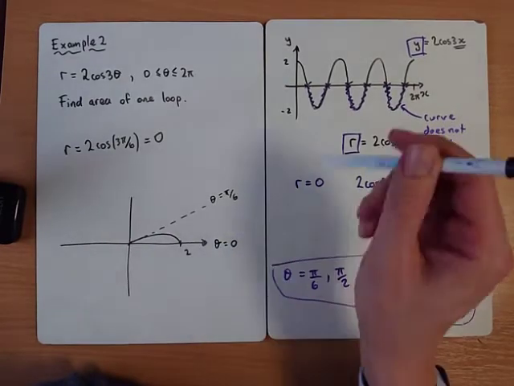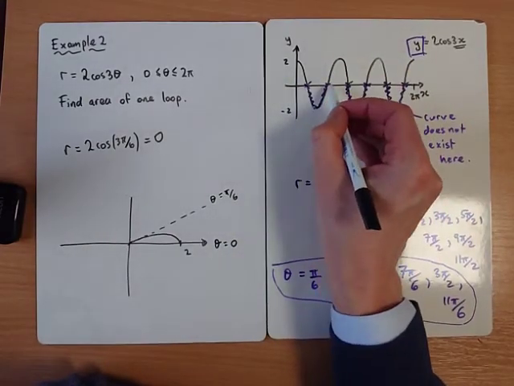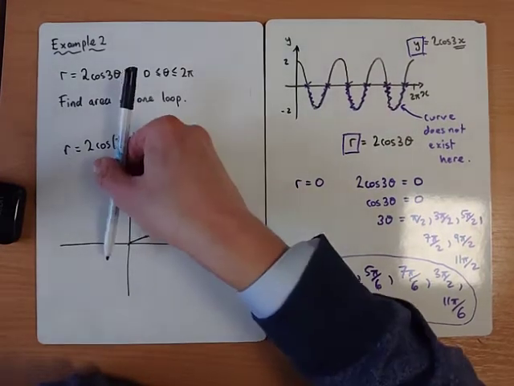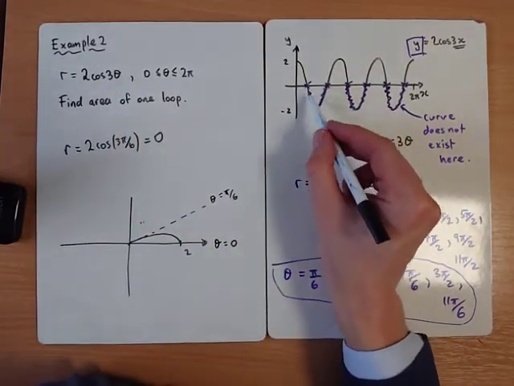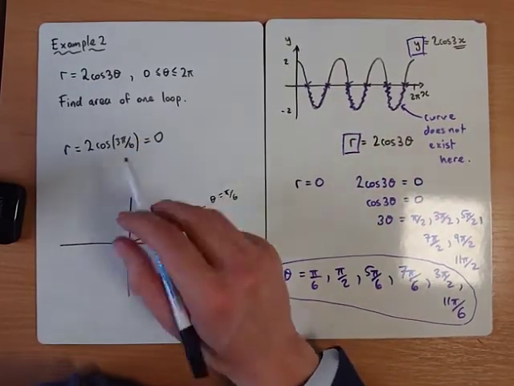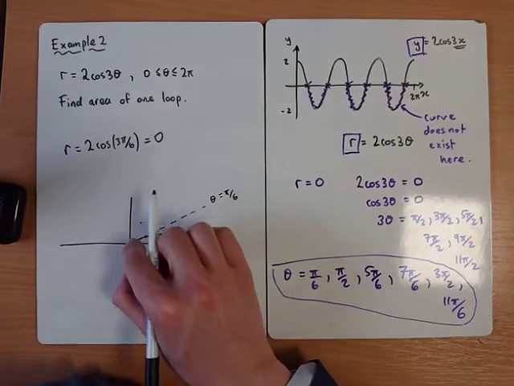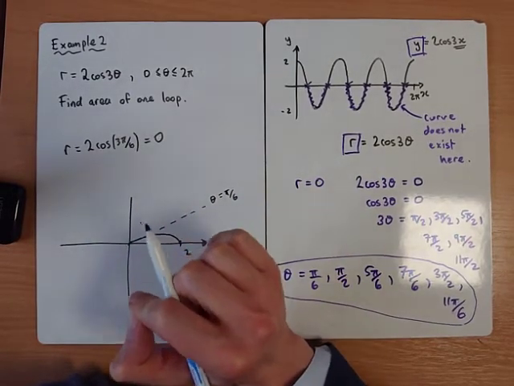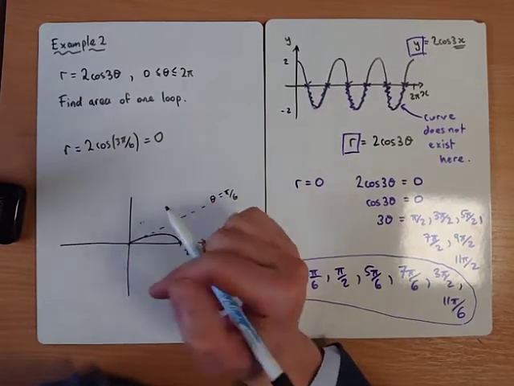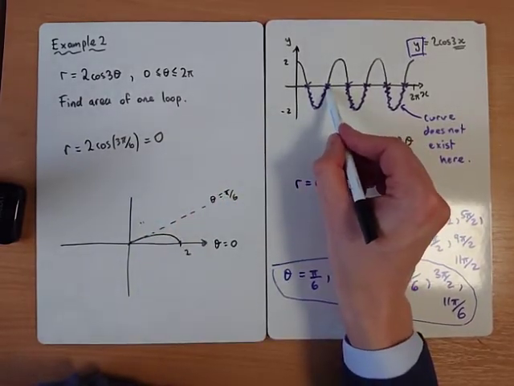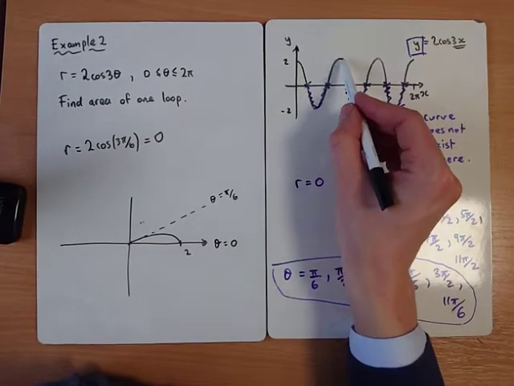Okay? Then between pi over 6 and pi over 2, which is here, if I sub angles in here, the r values would be negative, so we basically just don't draw it. Like a negative r value, you might think it goes over this way, but you don't want to be drawing that. Okay, so we only draw it for positive r values. And then as we get to pi over 2, the curve exists again, doesn't it?